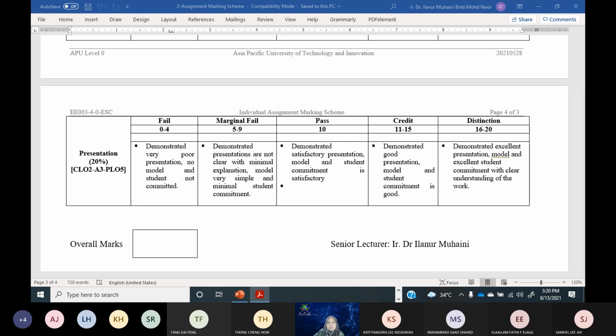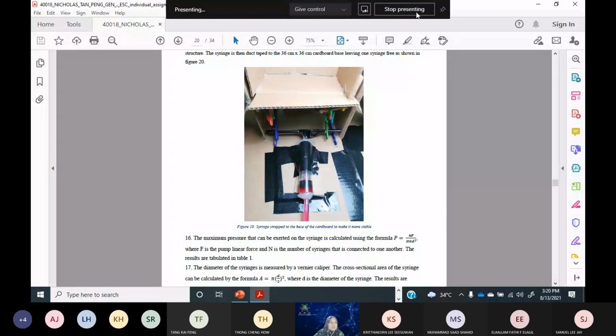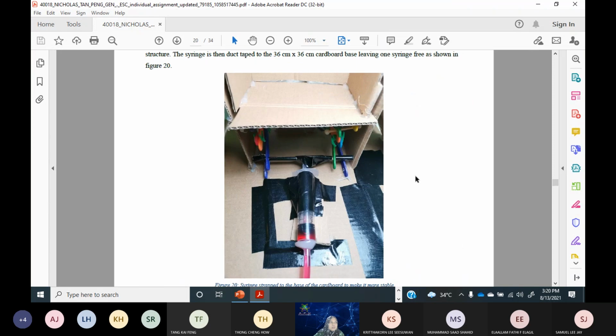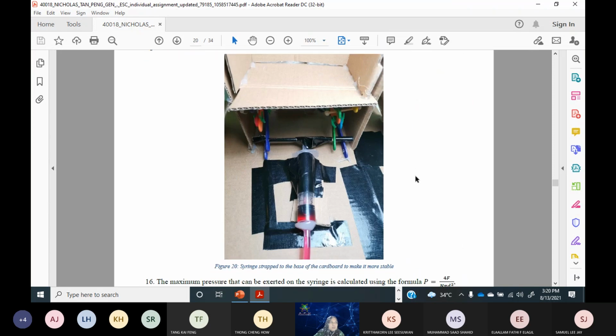Sample of model. This one is quite complicated. Sample of a model, the student used cardboard and also a syringe.